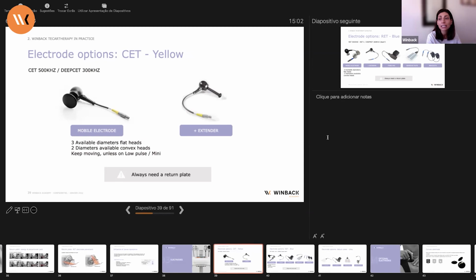So the set is the yellow one. All the electrodes have different colors. So the set is the yellow one, the red is the blue one, the return plate is the gray one, okay? And the multipolar are green. So the set we work in 500 kilohertz, and the deep set 300 kilohertz. We have 3 available diameters of the heads. I don't know if Hans has to show you. Yes. A small one, a medium, and a big one.